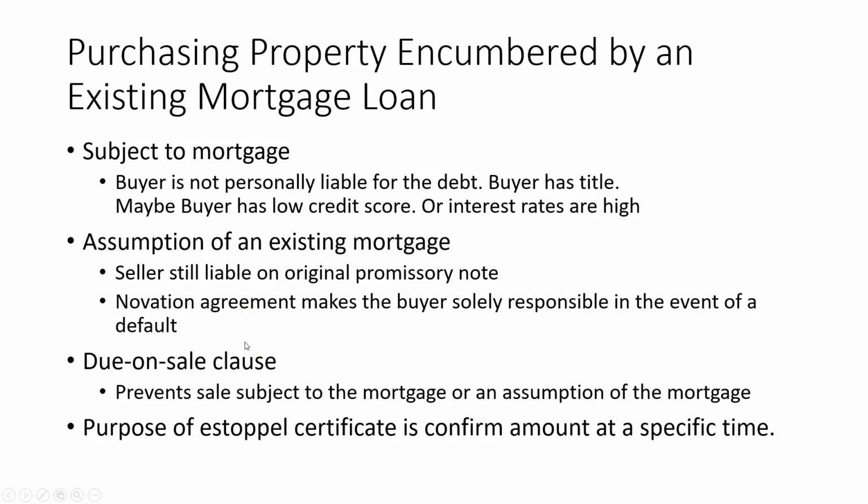If you are purchasing a property encumbered by an existing mortgage loan, then there's various ways of doing it. Normally, when we buy a property, we will give the owner either cash or cash from a lender to pay off the mortgage, essentially purchasing the property for cash. But we may actually, in certain circumstances, be allowed to buy a property and inherit the mortgage with it. So the buyer is not personally liable for the debt.